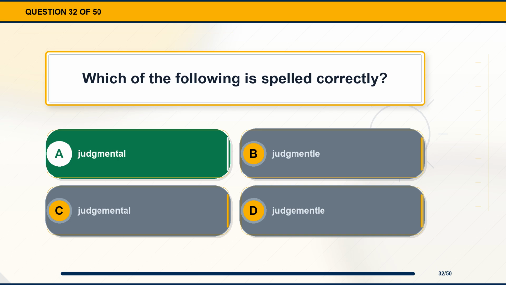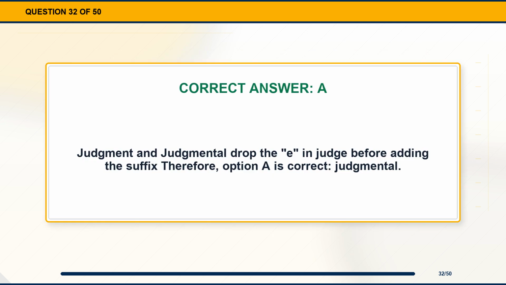The correct answer is option A, judgmental. Explanation: judgment and judgmental drop the E in judge before adding the suffix, therefore, option A is correct, judgmental.